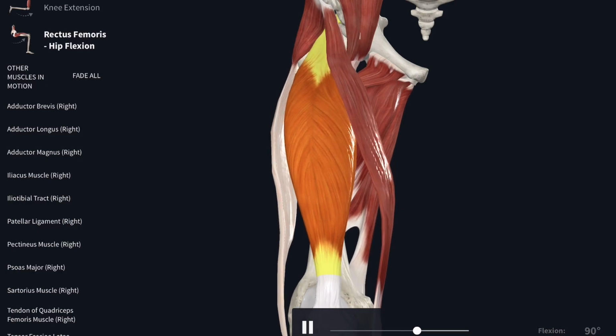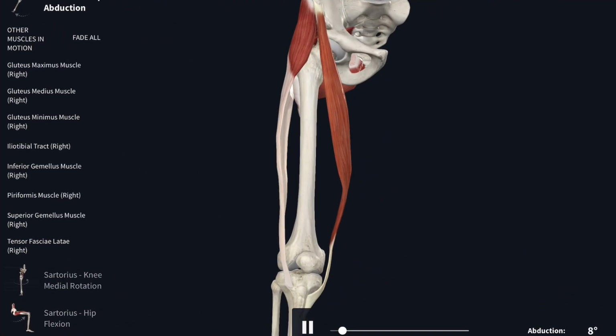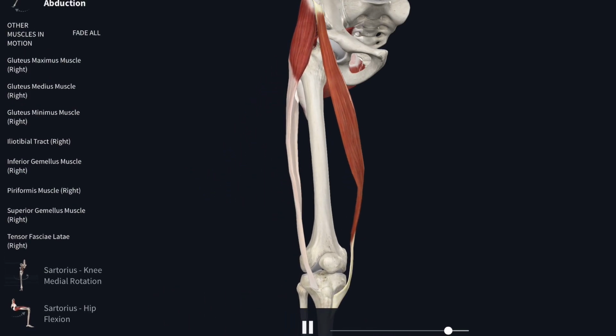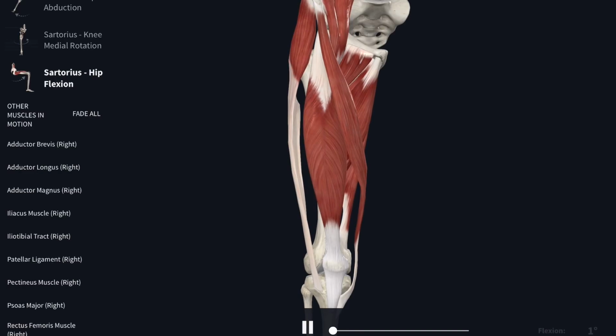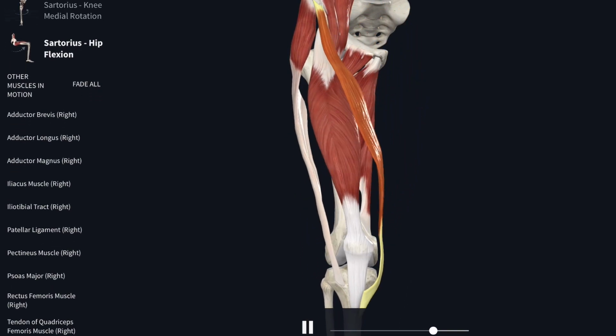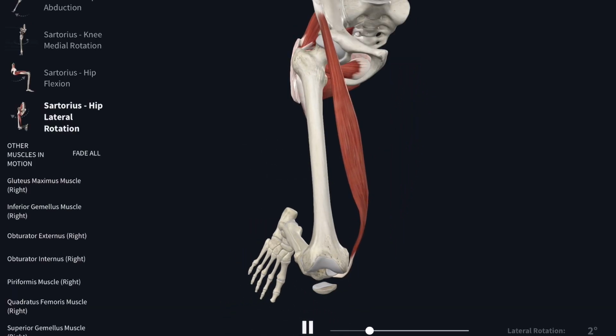Next, we have the rectus femoris, which is one of the main muscles of the quadriceps. This is the sartorius. This causes abduction and flexion of the hip joint, as well as lateral rotation.